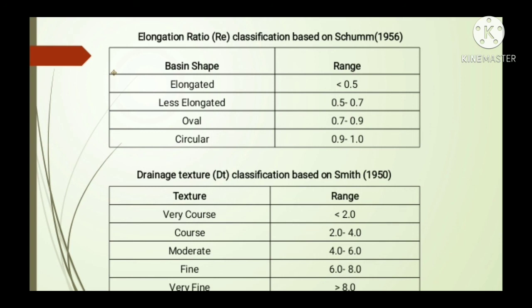In 1950, Smith gave a drainage texture classification as: drainage texture value less than 2 for very coarse, 2 to 4 for coarse, 4 to 6 for moderate, 6 to 8 for fine, and greater than 8 for very fine texture.